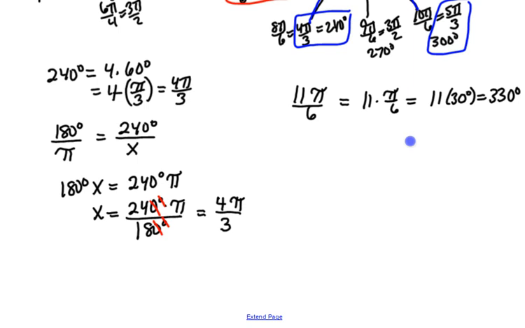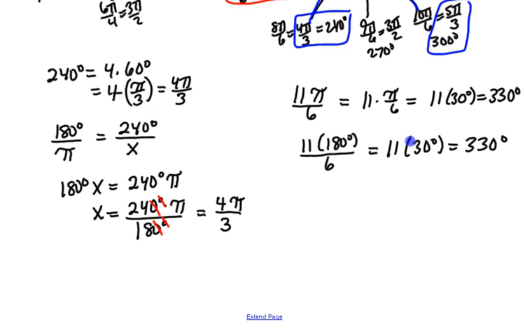Another thing I can think of is, wow, pi is the same as 180. So I can just say that's 11 times 180 all over 6. Well, 180 over 6 is 30, so I get down to 11 times 30 again, which is 330.